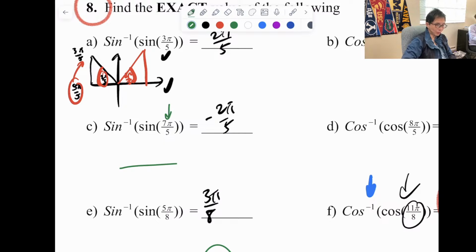7 pi over 5. Which quadrant is this, Emily? The third one? Third quadrant. Good. Now, can you tell me what's a reference angle? Everybody should think as well, besides Emily. But she's the one to ask questions, so I make sure she understands.